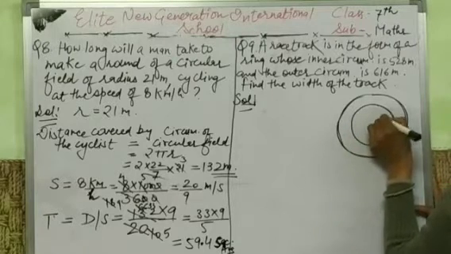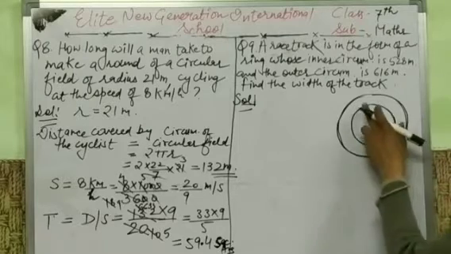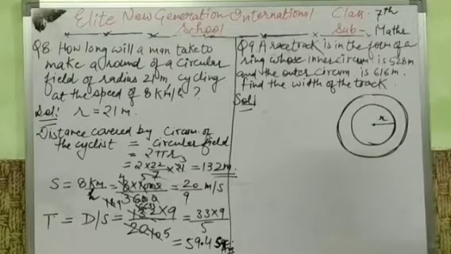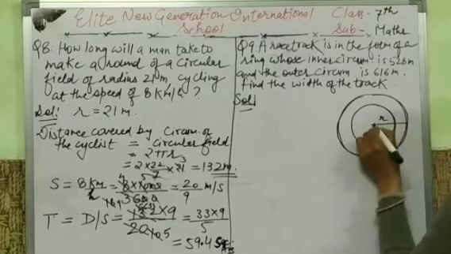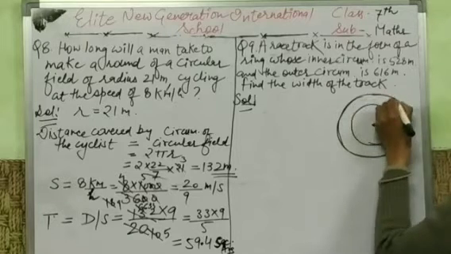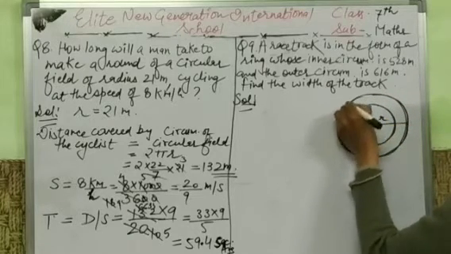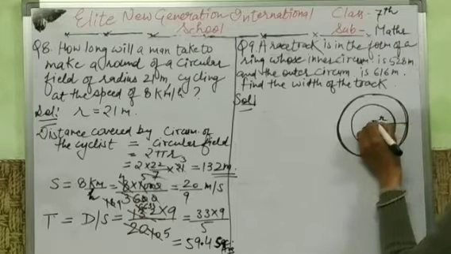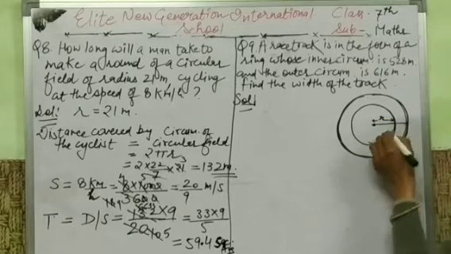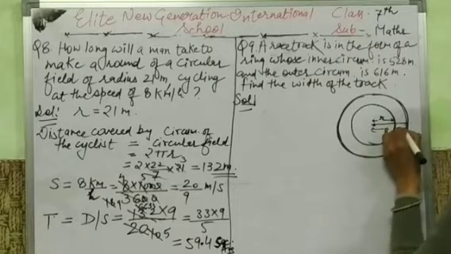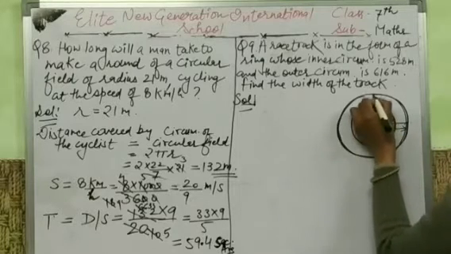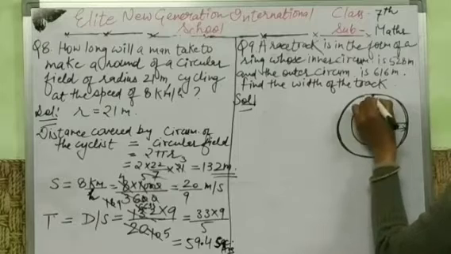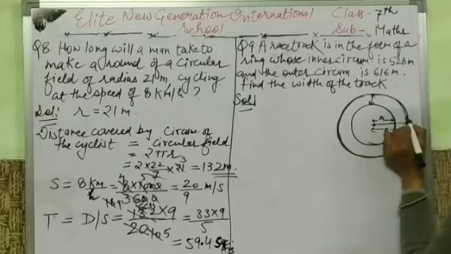So let's denote it by small r. This is the radius of the inner circle. And the radius of the outer circle, let's take it, is the distance from the center to the point which lies on the outer circle, right? So this one is the small radius r, and let's denote it by capital R, the radius of the outer circle, right? And now we have to find the width. It means we have to find the width of the track, this distance, or you can say this distance only, this part.